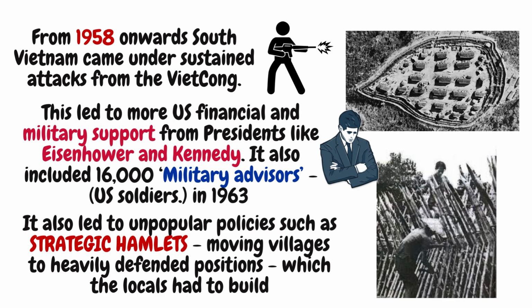So from 1958 onwards, South Vietnam came under sustained attack from the Viet Cong. This led to more US financial and military support from presidents like Eisenhower and then on to Kennedy. Kennedy himself actually introduced 16,000 military advisors into Vietnam. And military advisors is just a code term for American soldiers. So by 1963, 16,000 had been introduced to the country.